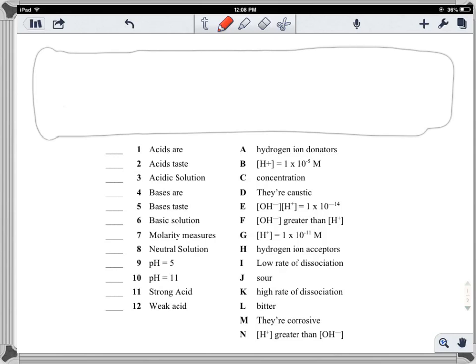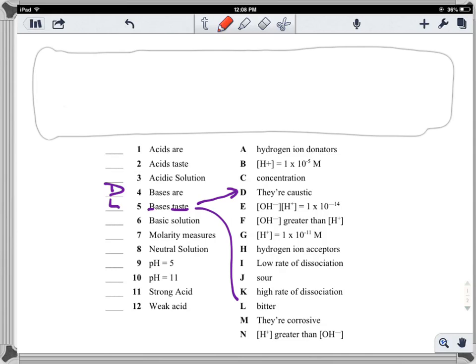We can take it question by question. I really like to do bases first because I know that the B in bases tells me a couple things. So I'm going to find bases on this list. First of all, I've got bases taste. Remember, the B in base tells us that they taste bitter, so this is going to be L. We also know that bases are caustic as well. Caustic means that they break down organic materials. So bases are also D, caustic.